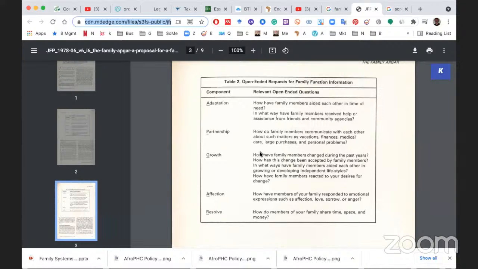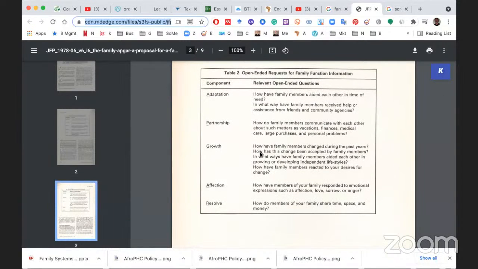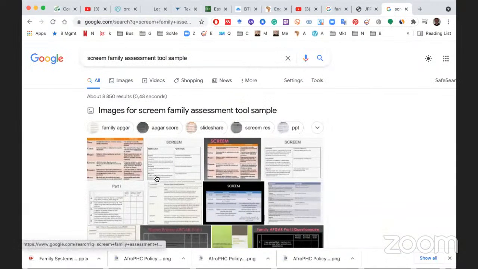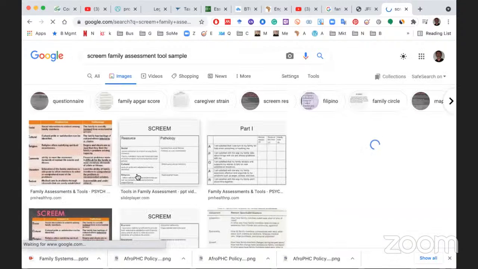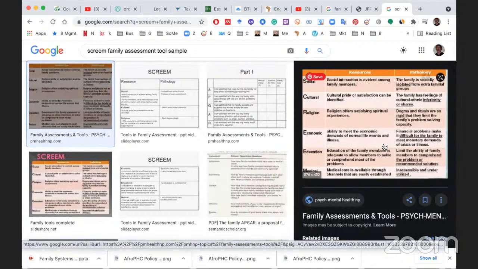And then the affection is actually whether there's emotional content within the family. And the resolve is really sharing of more than just time and space and money, which is more than just sort of assistance and communication. So I think if you look at these, they can be quite useful to think through in terms of questions. The SCREEM is also a tool that I think is useful.